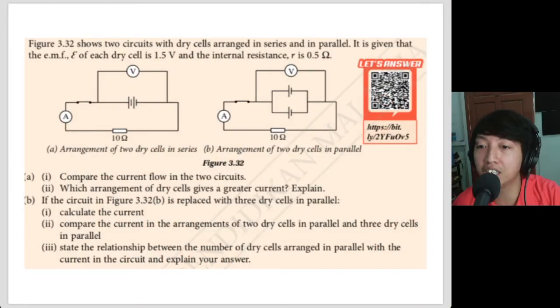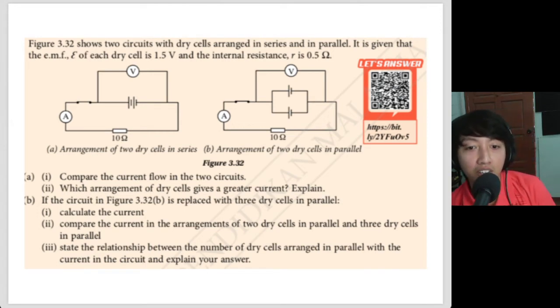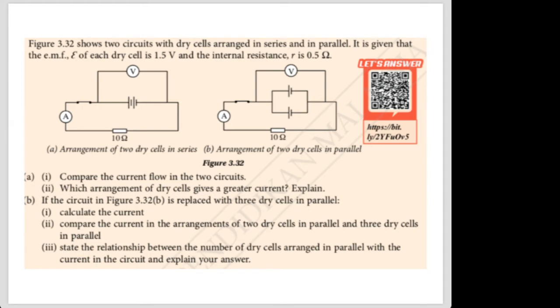We can answer the second question, which is which arrangement of dry cells gives a greater current, and explain. The one that gives a greater current is the series arrangement. And why? Because the dry cells connected in series provide a higher current because of a higher effective EMF. So you get a higher total amount of electromotive force. Therefore, you get a higher total current.